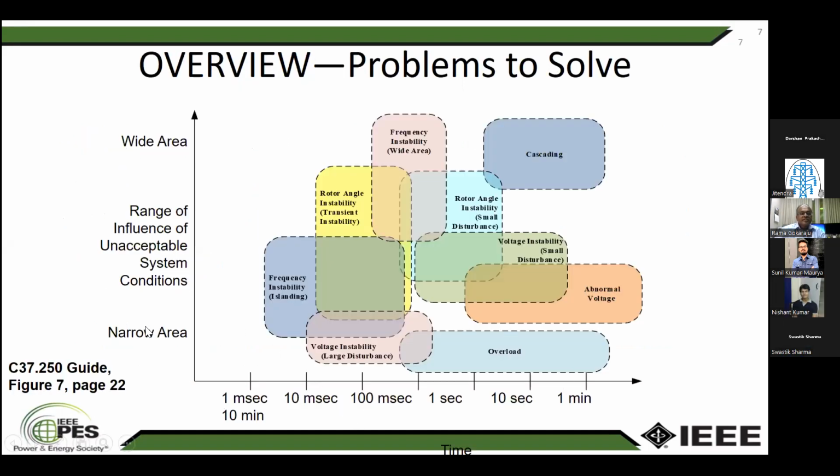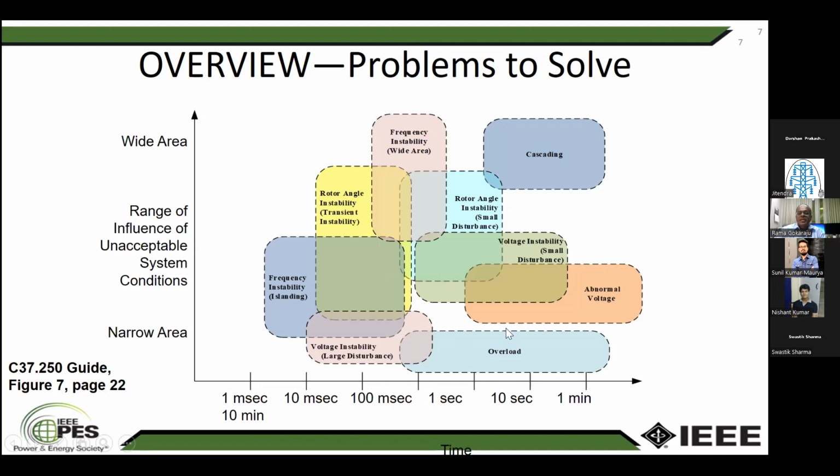So here from the C37 guide, the time of operation, I'm not going to go over all the blocks. Rotor angle instability, that is the out of step protection. That is a transient instability condition for a generator. And the frequency instability. These things happen in the millisecond range. For the wide area, it takes time to propagate, so it could be from several milliseconds to the order of seconds.